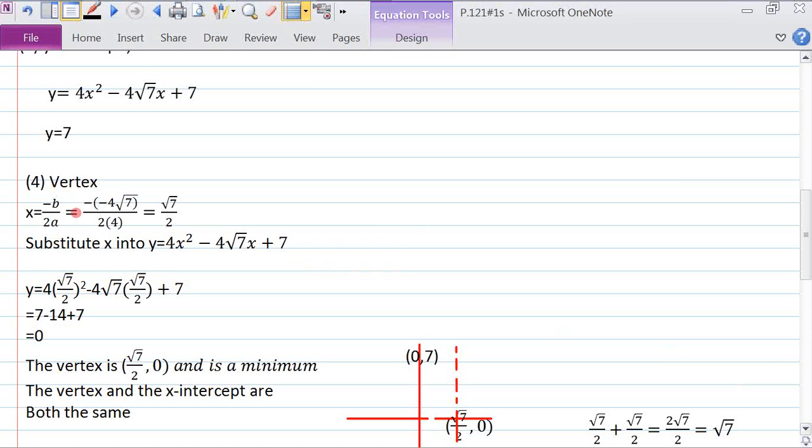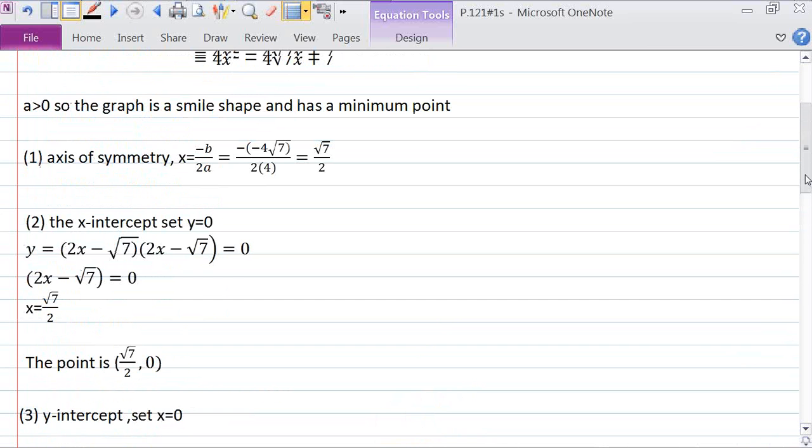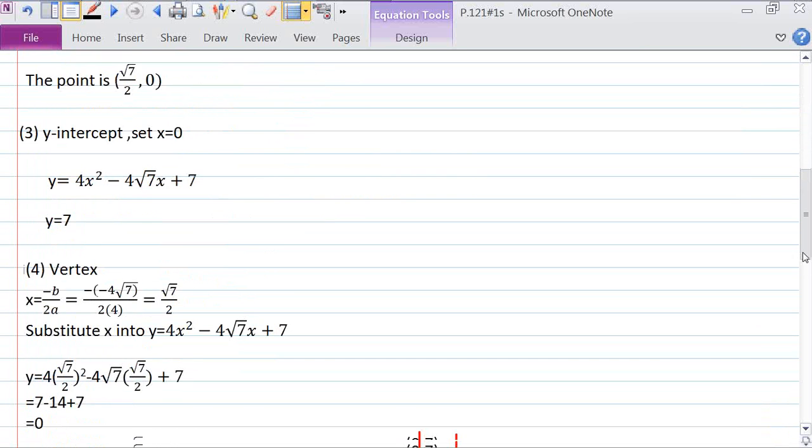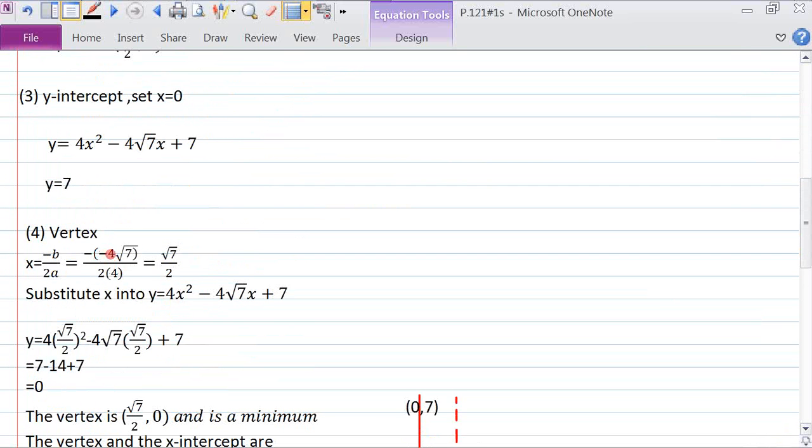Now the vertex we get from minus b over 2a. If you go back up here, you can see that the b value is right here, minus 4 root 7. We're going to put that into the equation, minus 4 root 7. It's the same calculation as before, same as the axis of symmetry. And this is 8, so we have 4 over 8, so it becomes root 7 over 2.